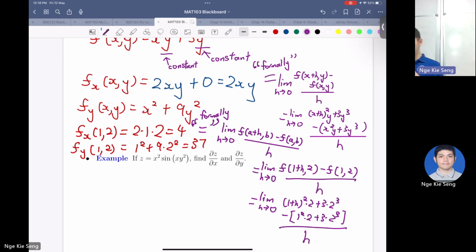Can you see here? This h doesn't change, but all the f(a, b) become real numbers, and f becomes a real function. This is why I differentiate these x, y terms here.